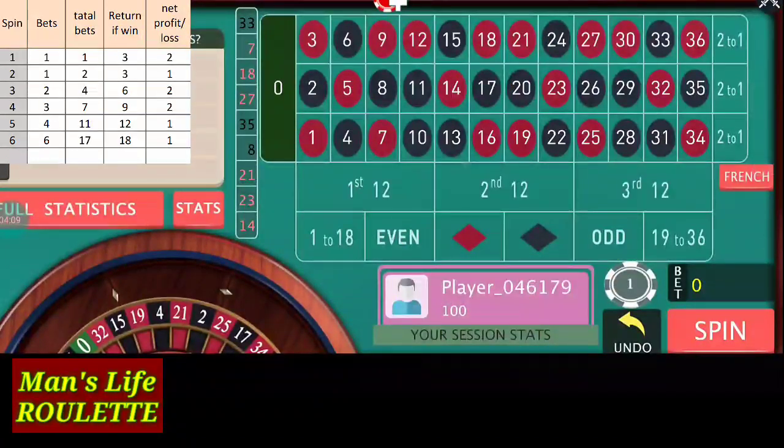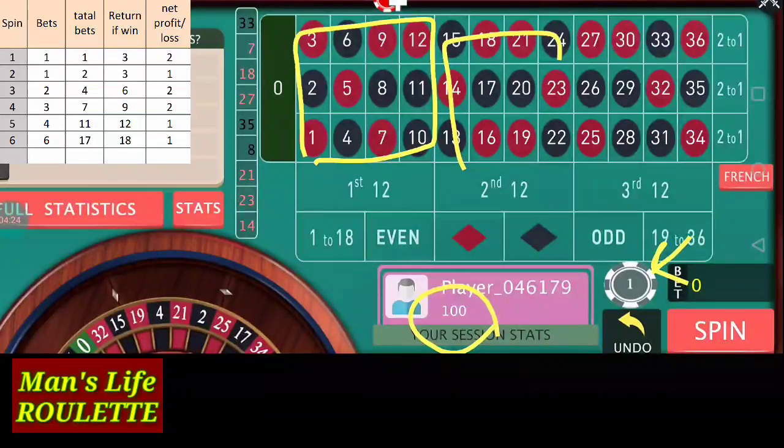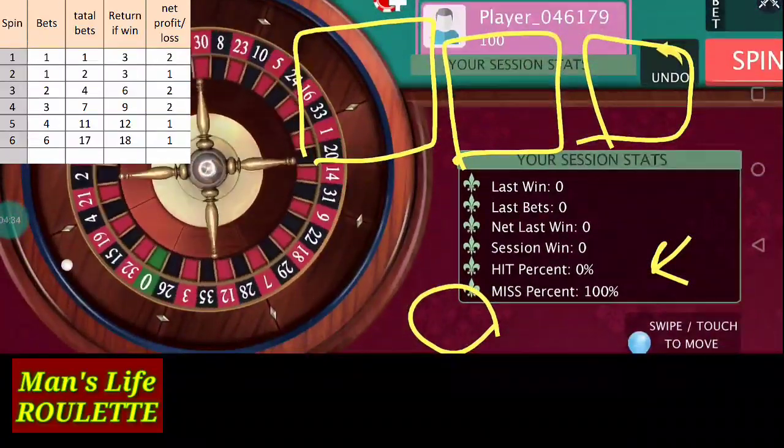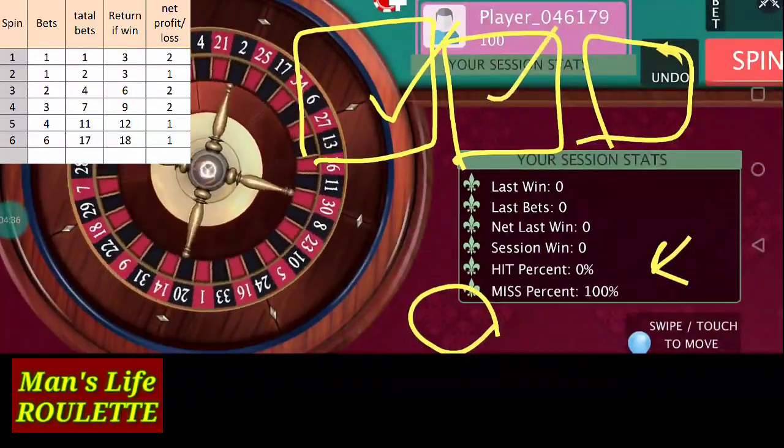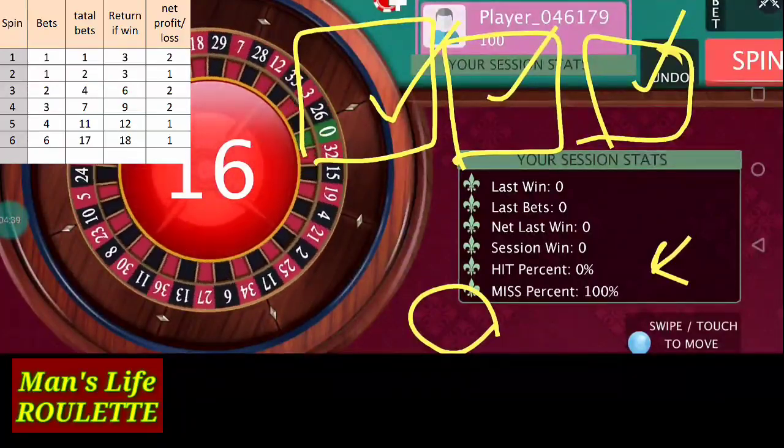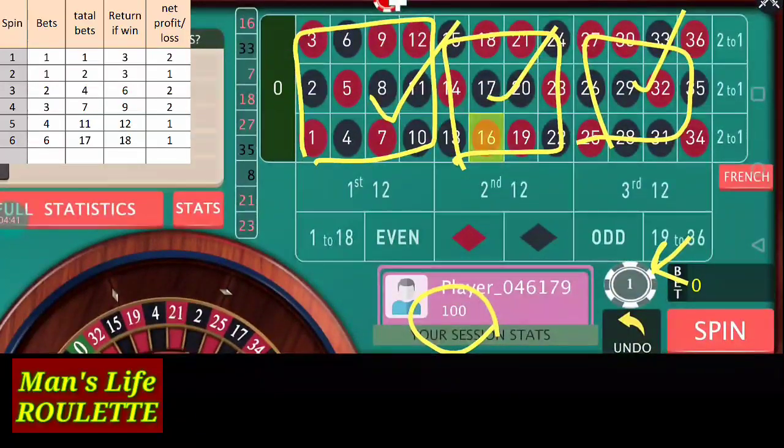So let's test this strategy and see whether it is actually profitable or not. I have a $100 bankroll, as you can see here, and I will start the game with $1 bets. As the table has 3 dozens, first dozen, second dozen and third dozen, the selection of the dozen is quite random because nobody knows which dozen will appear next. So you can put your bets on any of the dozens, whether first, second or third. There is no logic to selecting a dozen, but you can select as per your wish.